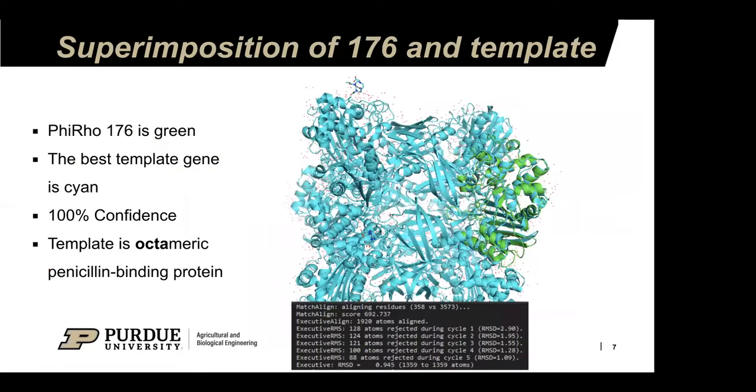Here is the superimposition of 176 on a template crystalline structure from PhiRho, and that template turned out to be an octameric penicillin binding protein. And using the superimposition, it has a very low RMSD score, which is preferable. And that means that this gene is most likely part of that penicillin binding protein family.